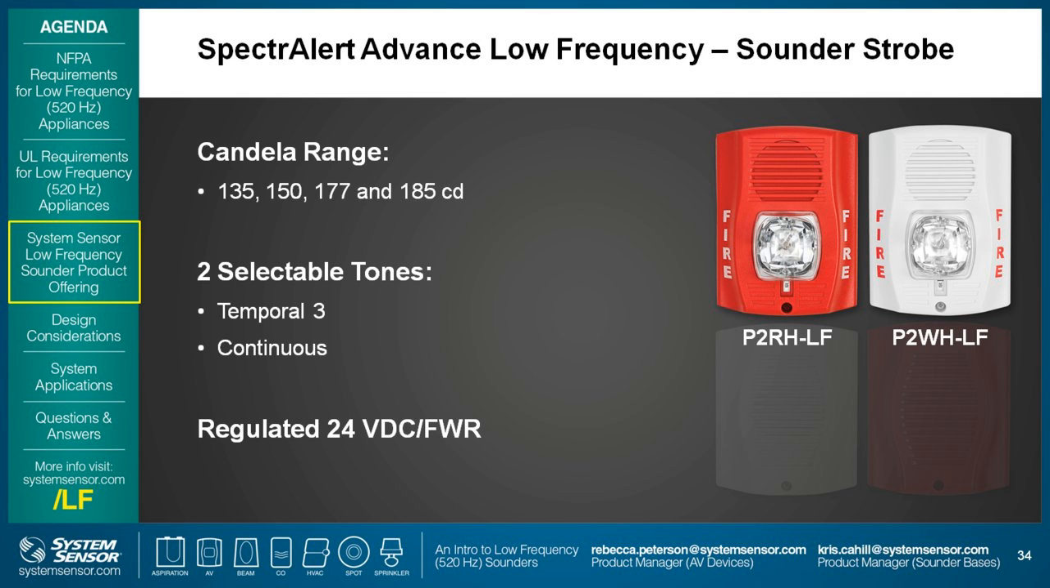Our 520 Hz low frequency sounder strobes incorporate a xenon strobe into the devices. The candela range is our high candela offering, which includes the 135, 150, 177, and 185 candela, which is field selectable. These come with just 2 selectable tones, temp 3 and continuous, and are compatible with our 24 volt DC or full wave rectified system.